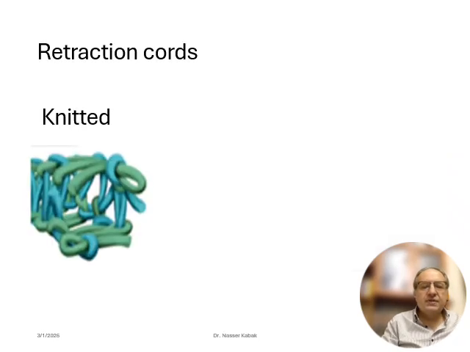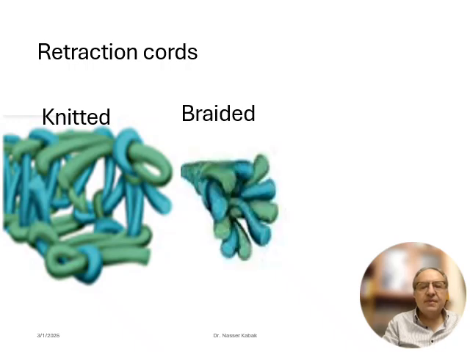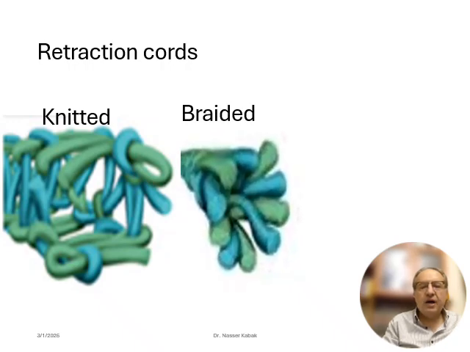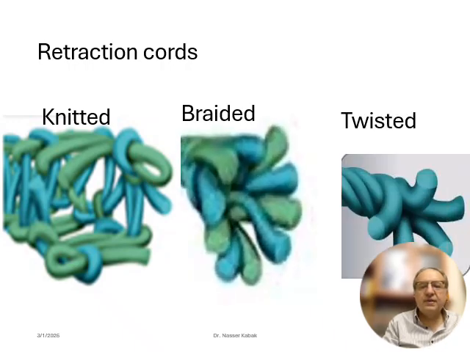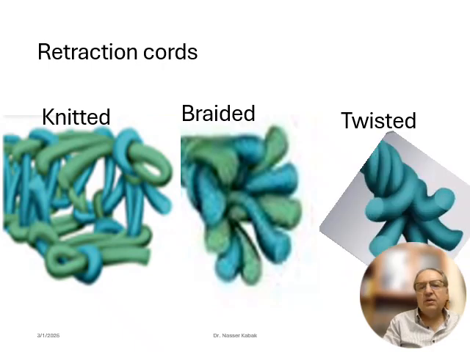So retraction cords have different types. Some of them are knitted, some of them are braided, some of them are twisted. The twisted have an advantage that we can take, for example, a few plies and place them inside the sulcus without damaging or enlarging the sulcus too much.